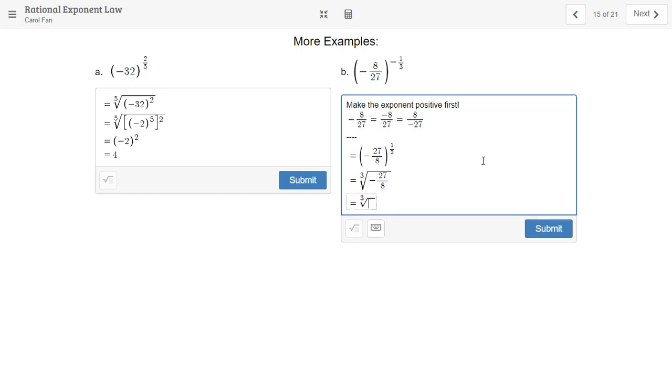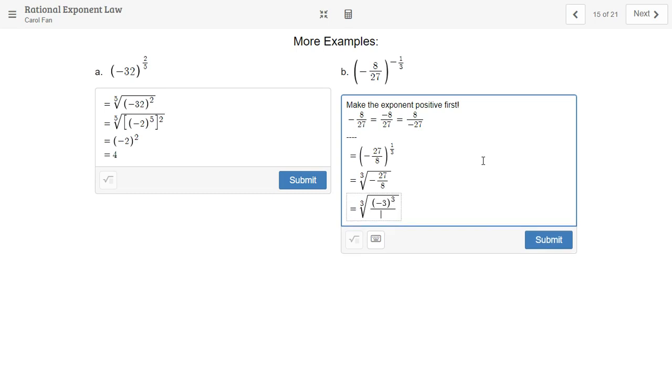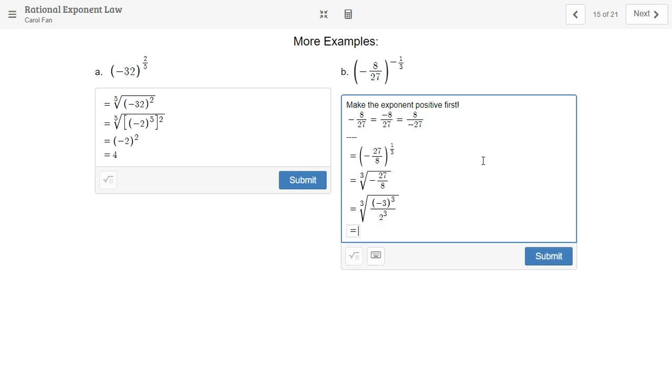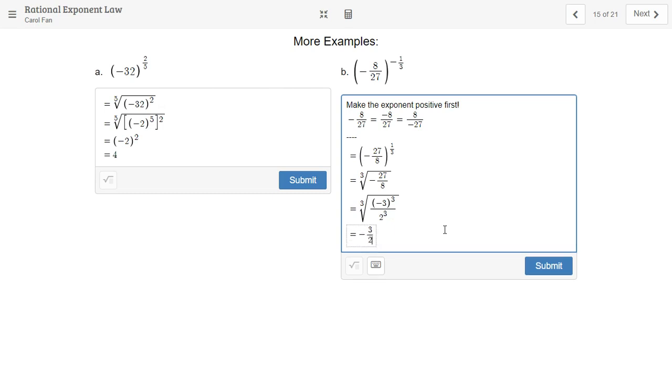So cube root, I have negative 3 to the power of 3, all divided by 2 to the power of 3. Now, since both of these radicands have the same index, the exponent is the same as the index, I know that they cancel out. So my final answer is negative 3 over 2.